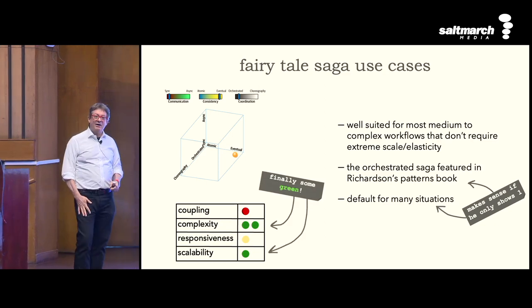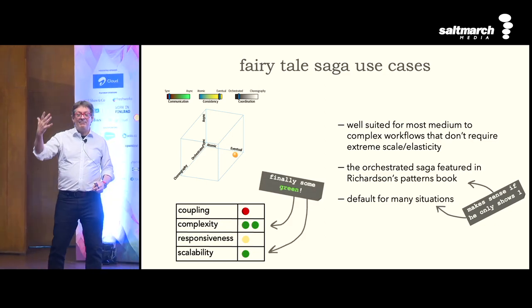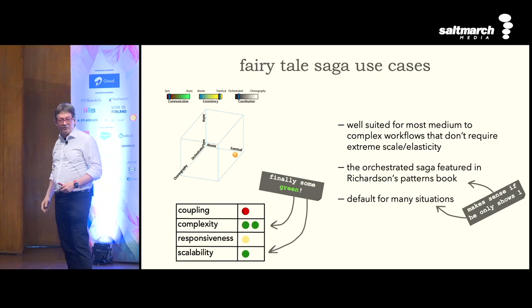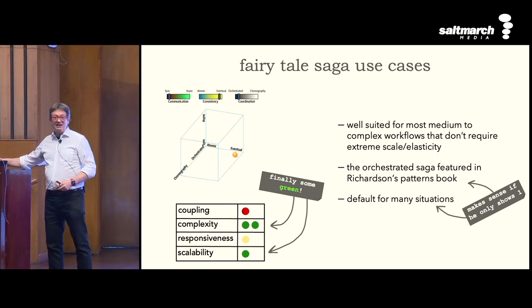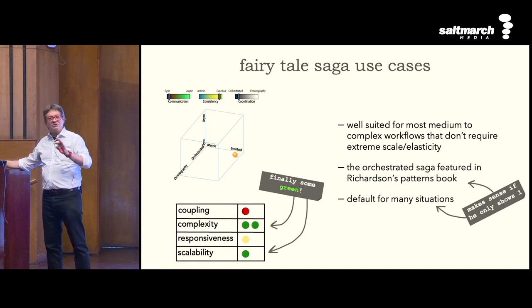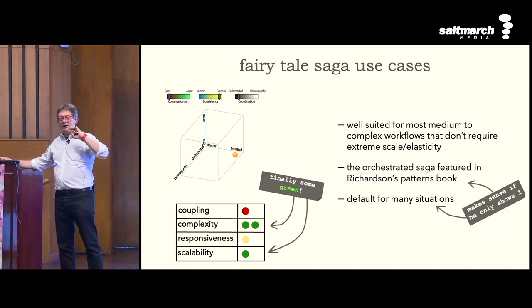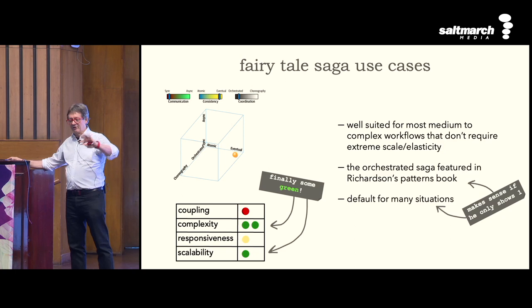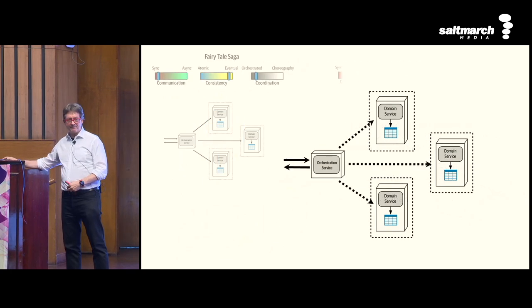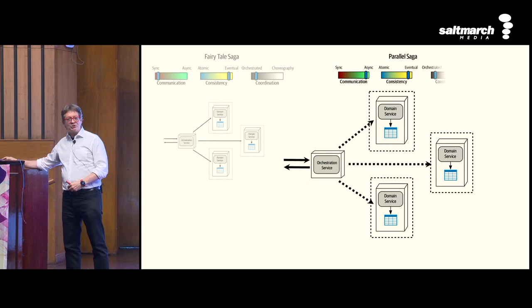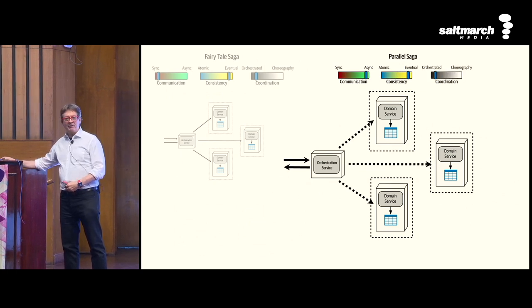And notice now, finally some green in my chart around both scalability and complexity. It turns out this is the least complex of all of them because it's easy to reason about concurrency, or rather synchronous communication and eventual consistency. So the last of the orchestrated versions is what we call a parallel saga.